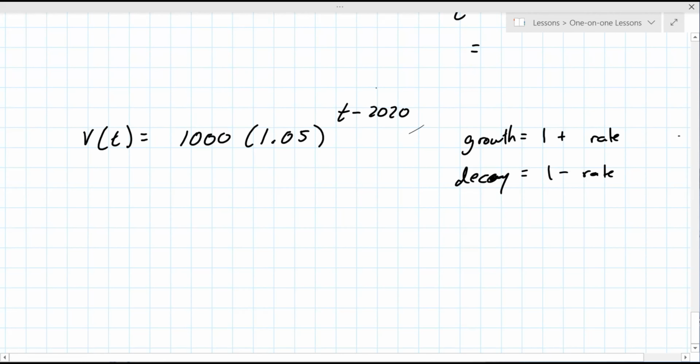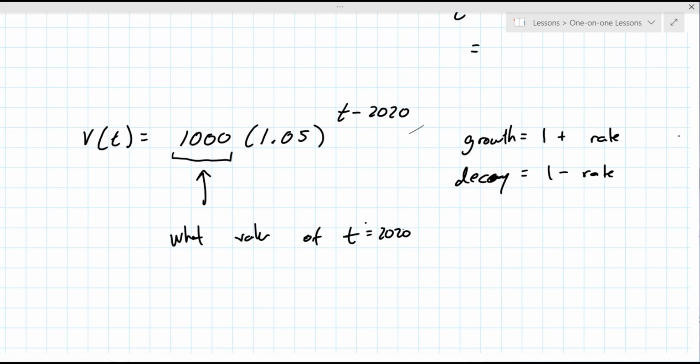2020. So if I asked you, and I have to do some words, if I said, when was the scholarship worth $1,000? I'm saying, when is the scholarship worth $1,000? I'm asking, what value of t gives me just this? Oh, 2020. So I can ask the question two different ways. What's the base year, or when is the scholarship equal to $1,000? And it's the exact same question.